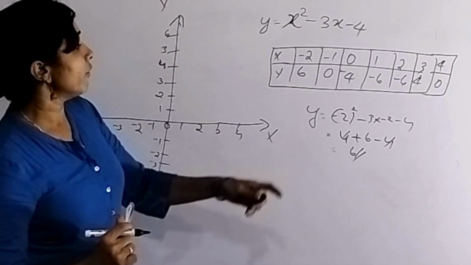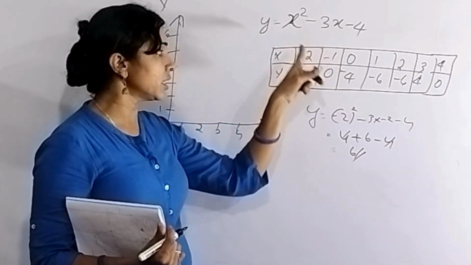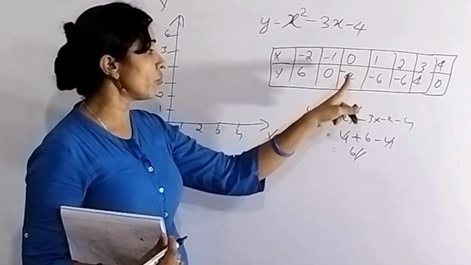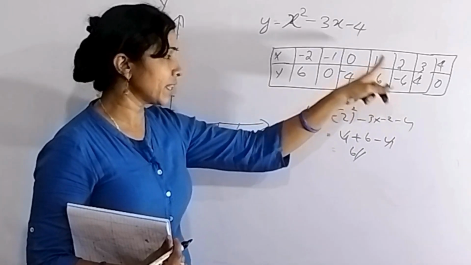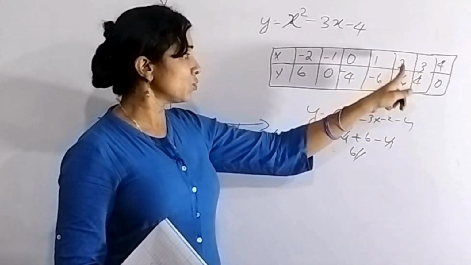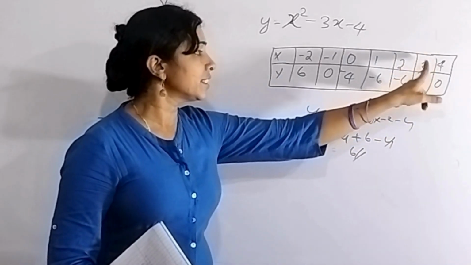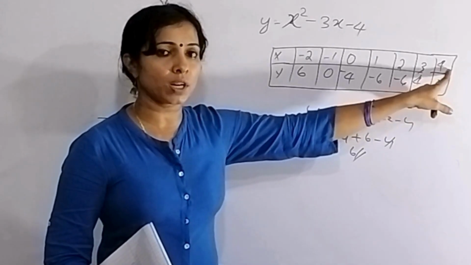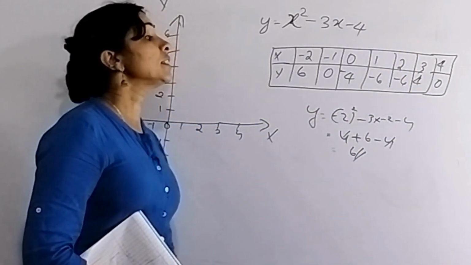Similarly, when we put the value of -1 here, we get y as 0, and when we put x as 0, we get -4, and for 1, we get -6. You have to do all these things like this. When x is 2, it will be -6, and for 3, it will be -4. When x becomes 4, the value of y is 0.